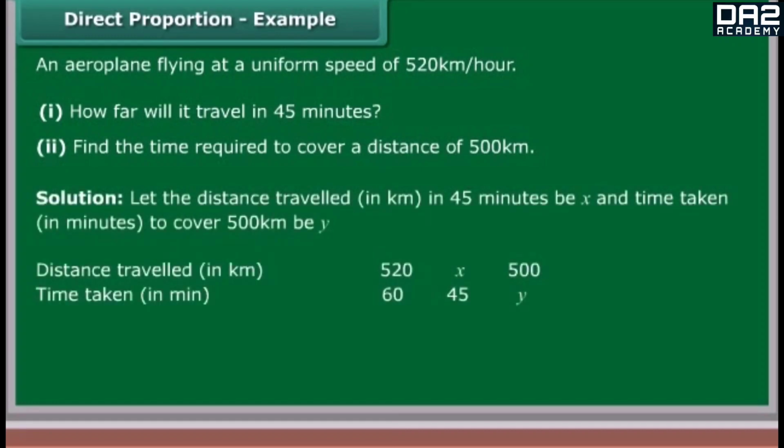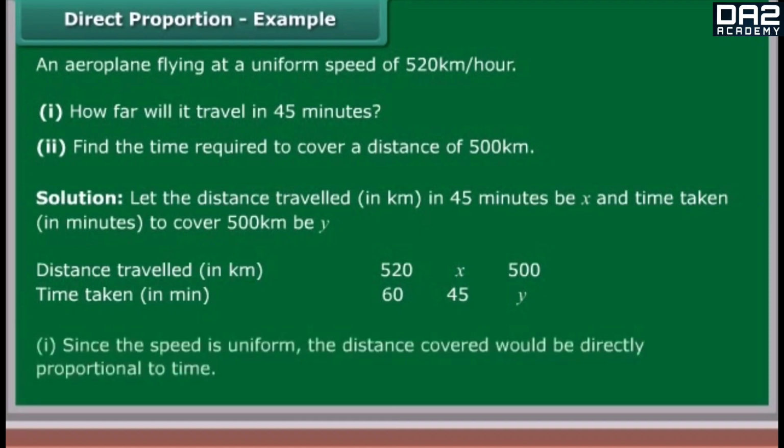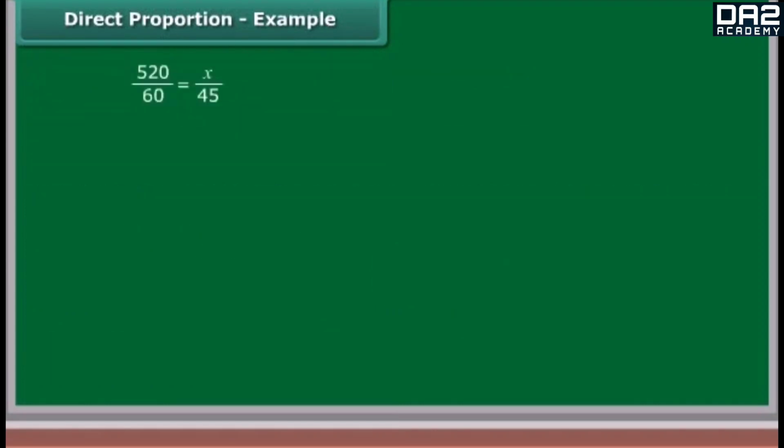Solution: let the distance traveled in kilometers in 45 minutes be x, and the time taken in minutes to cover 500 kilometers be y. Since the speed is uniform, the distance covered would be directly proportional to time.